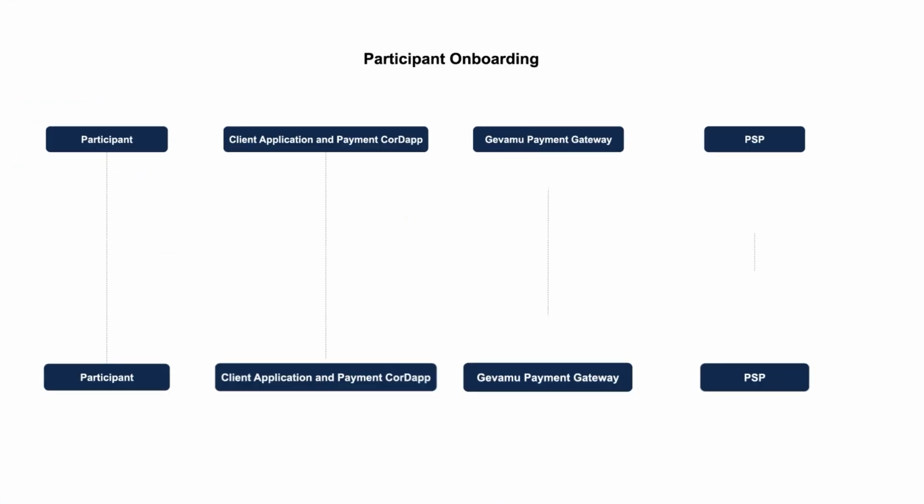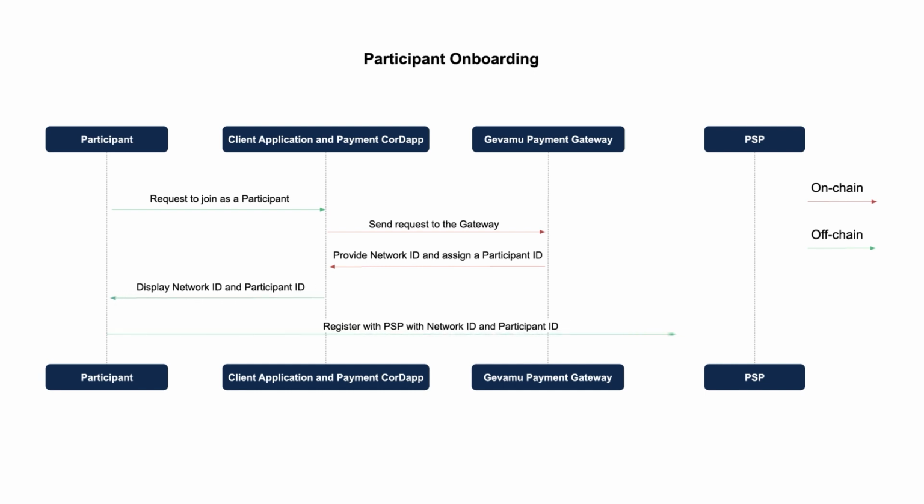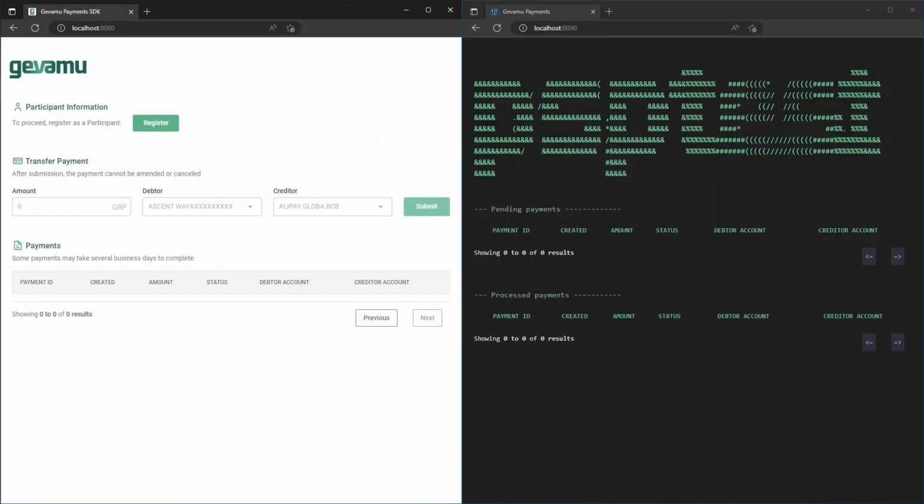To use the payment functionality, participants have to be onboarded by a PSP. Here's how it happens. First, the participant requests to join the payment network. Then, the Gevamu Payment Gateway provides the participant with the network ID, assigns them a participant ID, and registers the payment core app. Once the participant details are synced with the PSP, they can be used by the payer for payment initiation via their user interface. Let's see what it looks like in our sample client application.